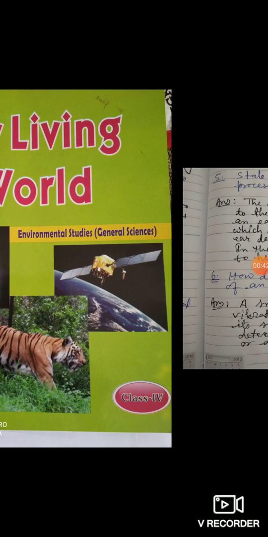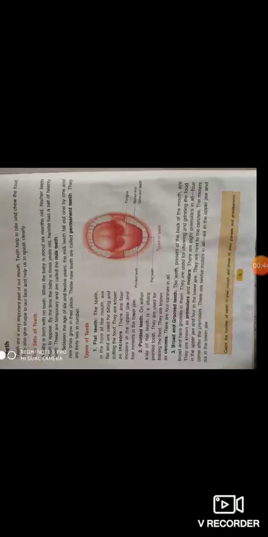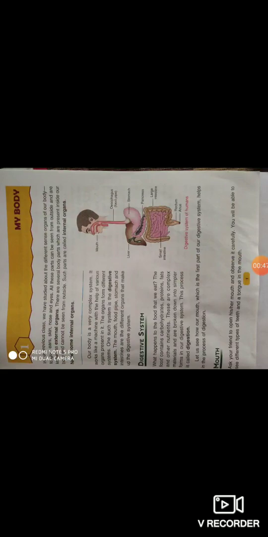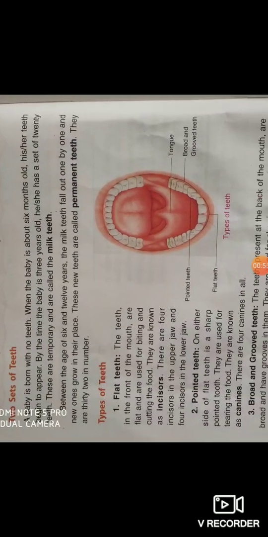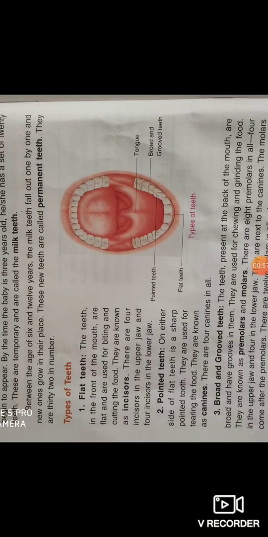Now see, chapter 1, My Body. Okay, in this chapter come to the types of teeth. See this diagram, this is the diagram. This is inverted, beta, you will just make it correct. Okay, then you will label it. This is inverted.